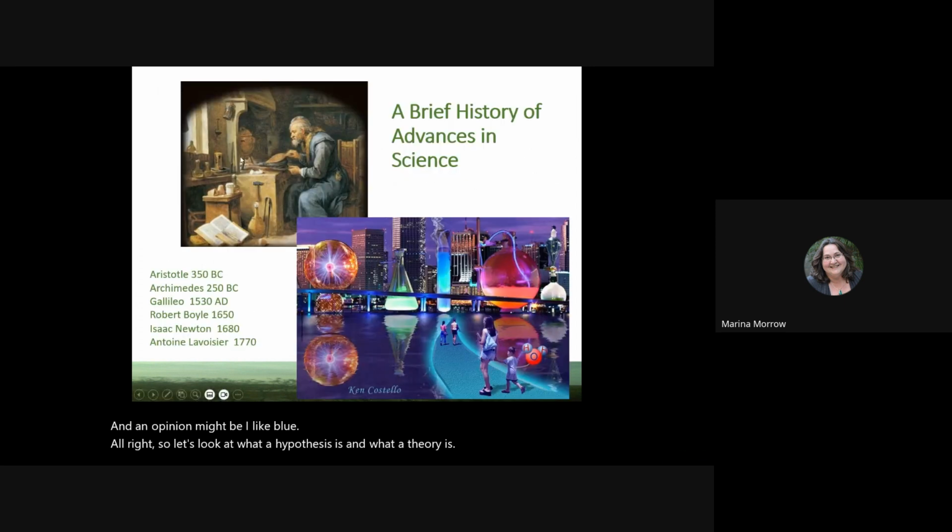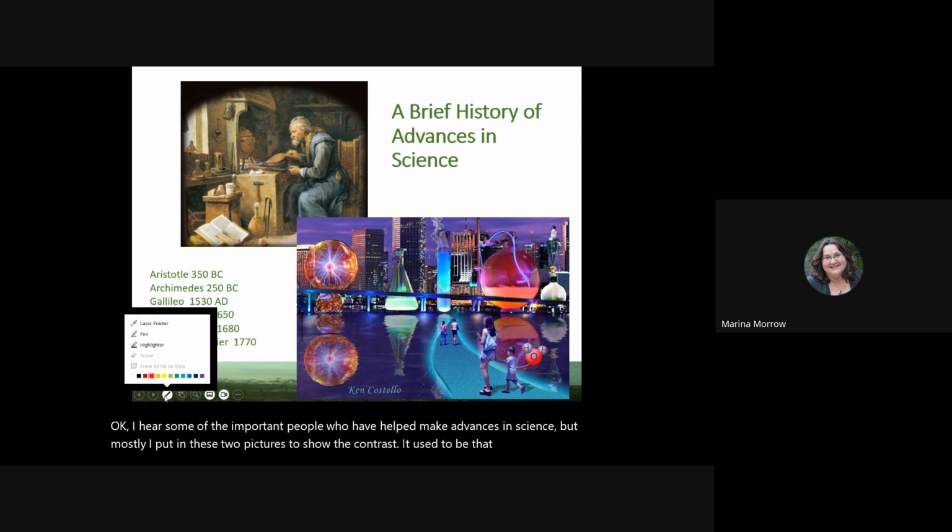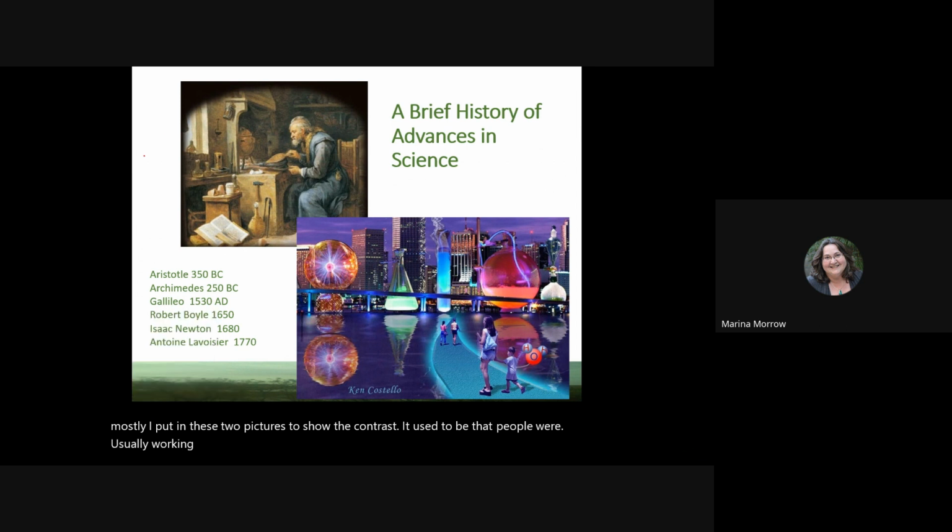Okay, now here's some of the important people who have helped make advances in science, but mostly I put in these two pictures to show the contrast. It used to be that people were, well, usually working alone. So here you've got your alchemist, and he's often working alone. And if he discovered something interesting, often he would keep it secret. So people kept things secret because they were going to make a profit from them, perhaps. Like if you made a better sword, then you might save that knowledge for your guild.